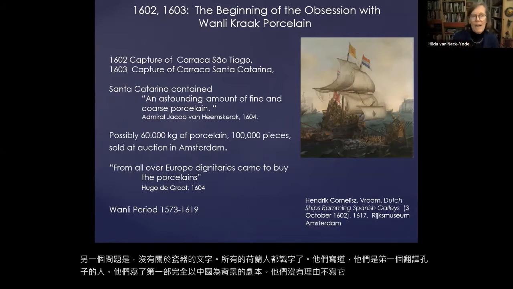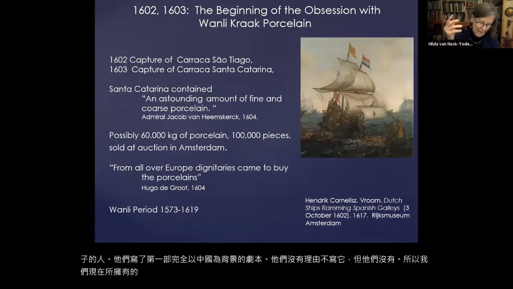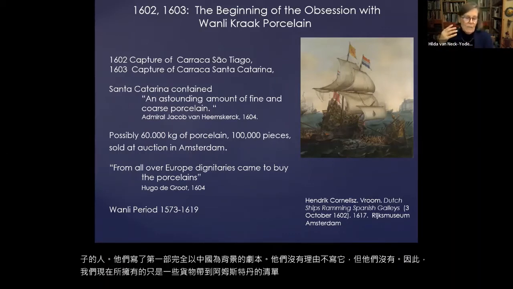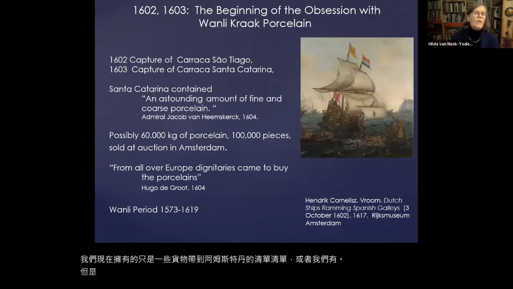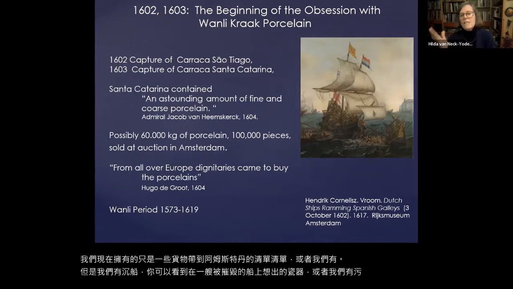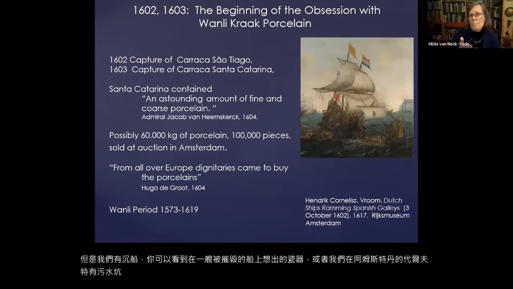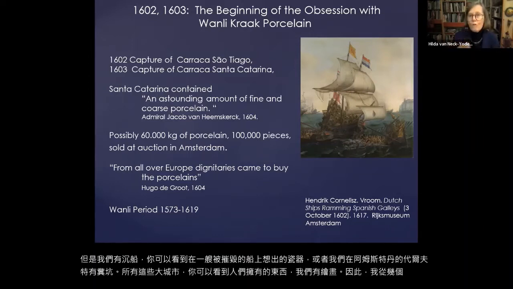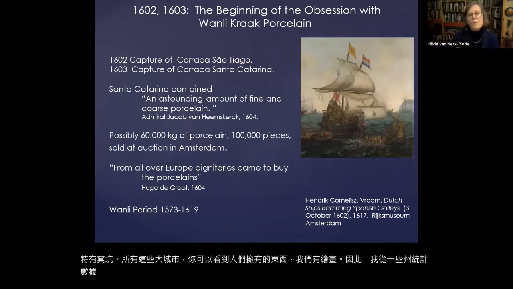So all we have now are some lists of manifests of what the cargo brought to Amsterdam, or we have shipwrecks where you can see the porcelain that came up that was in a ship that was destroyed, or we have cesspits in Delft, in Amsterdam, in all these big cities where you can see what people had, and we have paintings. So I begin with a few statistics that are taken from some of the letters that people wrote at the time.